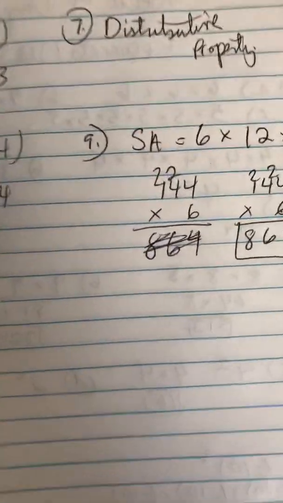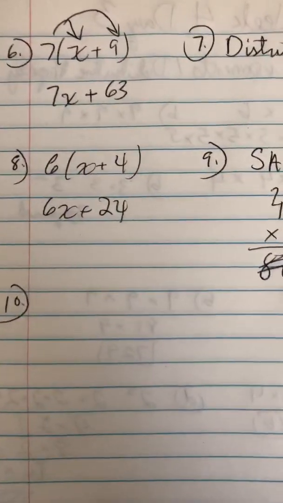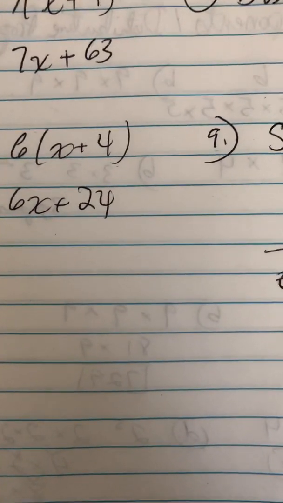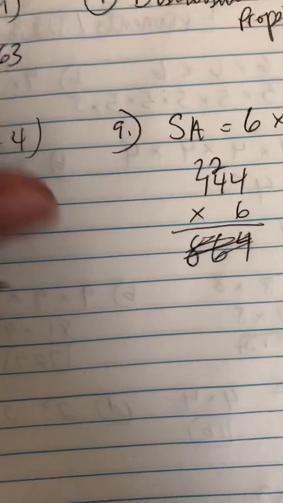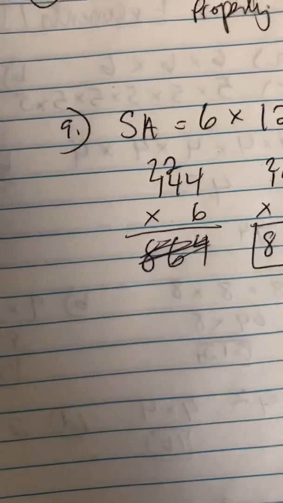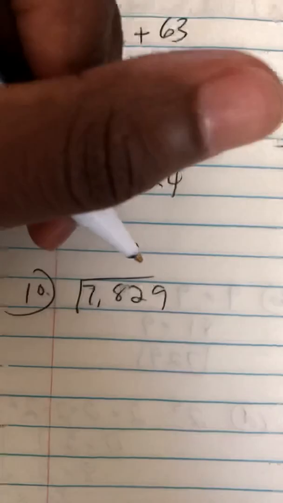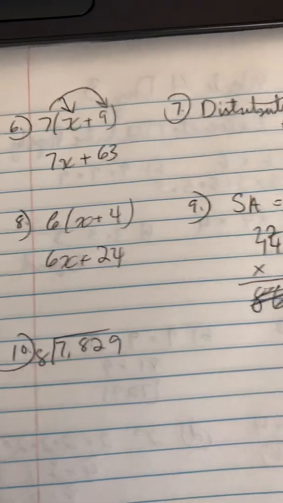All right, and the last one, number 10, and then we have the extension. What is the quotient between 7,829 and 8? So we're dividing. Remember, when we divide in middle school, there's no remainders, so we have to do the extension part. And so we have 7 divided by 8, and then that's going to fit into that.